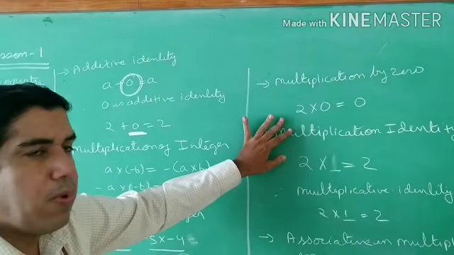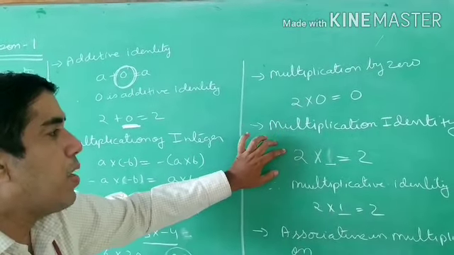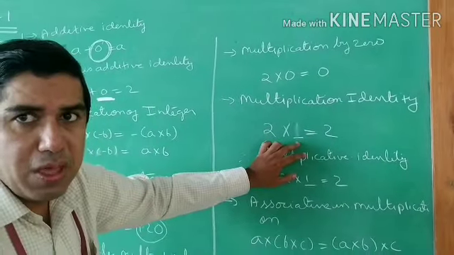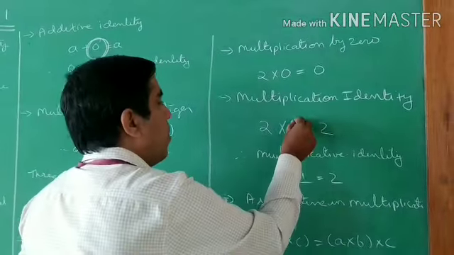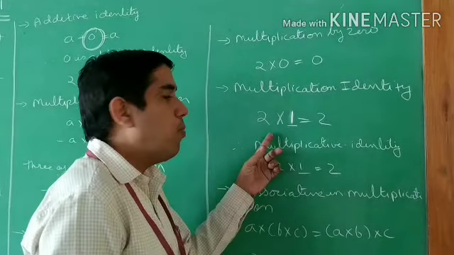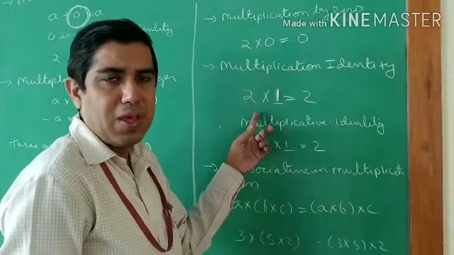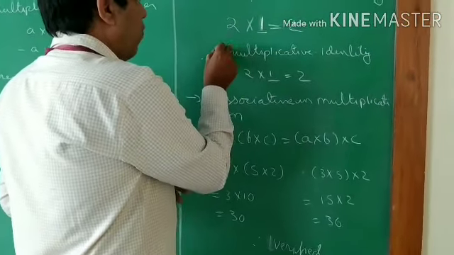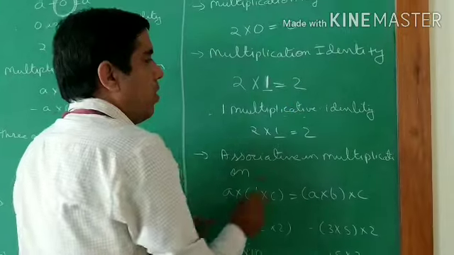Any number you multiply by 0 is 0. Multiplication identity: which number do you multiply by a given number so that the answer comes the same? The answer is 1. So 1 is the multiplicative identity.